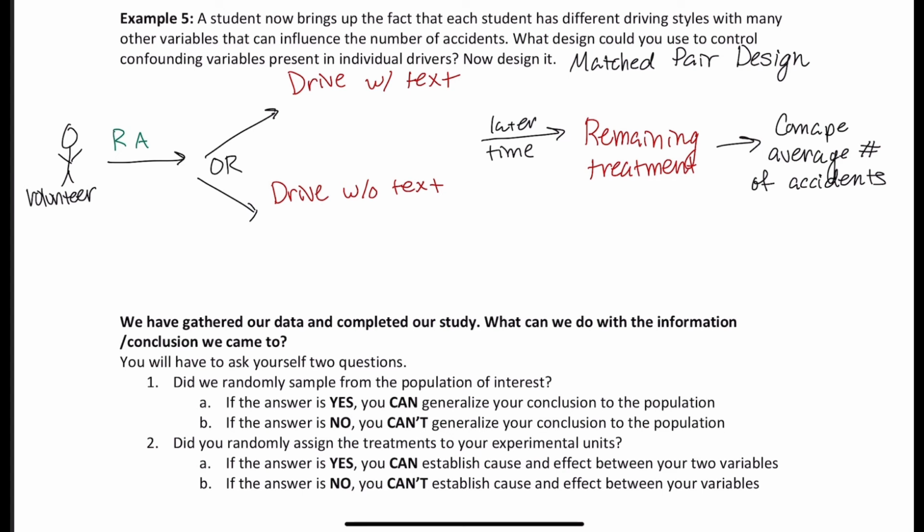So, let's say we've gathered data and completed our study. What can we then do with the information, and what conclusion can we come to? So there's two questions that we need to ask ourselves. Did we randomly sample? If yes, we can generalize. If no, we can't. Did we randomly assign treatments? If yes, we can establish cause and effect. If not, we can't establish cause and effect.